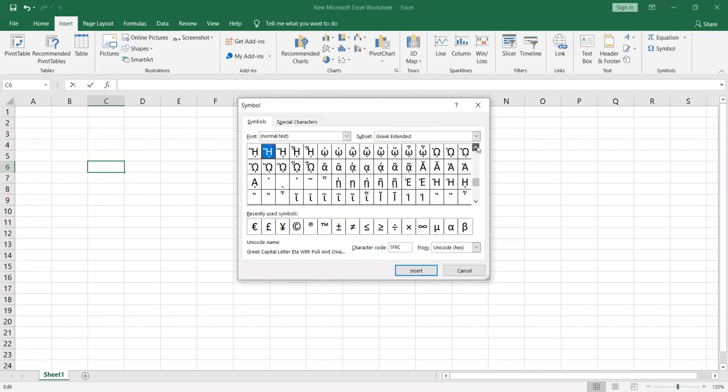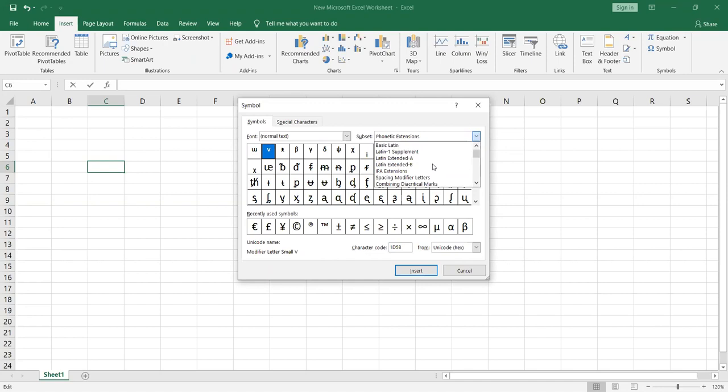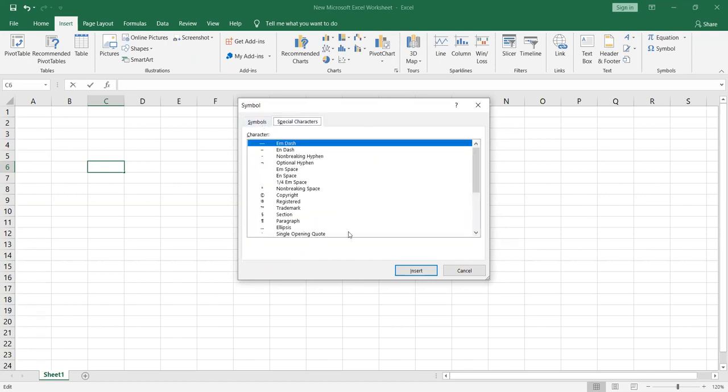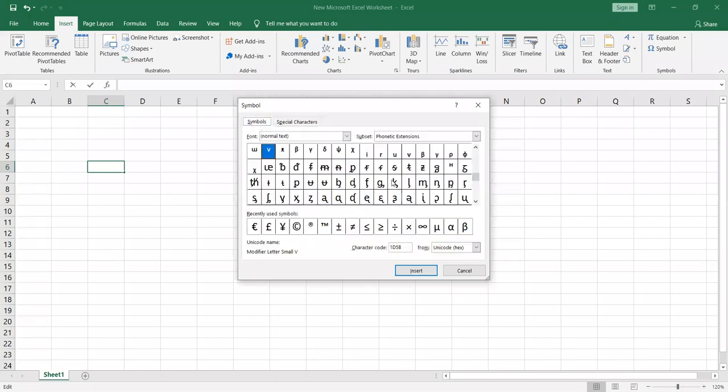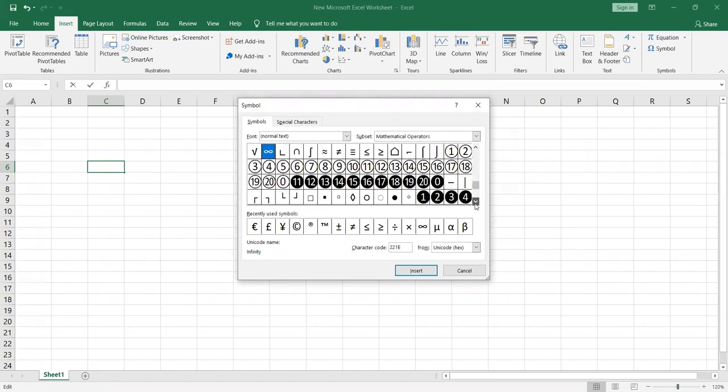Let's take the symbol for theta for angle. Okay, so right now I am unable to find the symbol theta here. Let me search again.